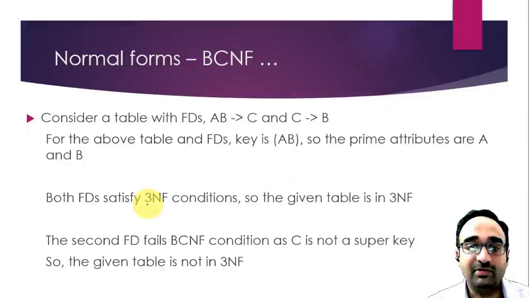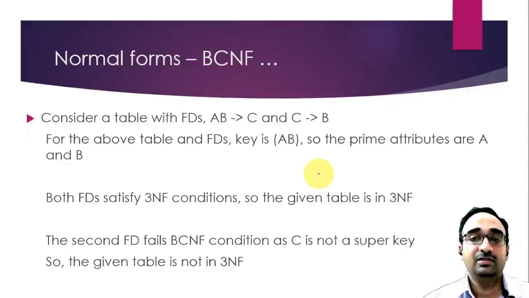But if you take 3NF, this satisfies 3NF. If you see this one, C is not a prime attribute, but the right hand side is a prime attribute, right? So even if the left hand side is not a prime attribute, the right hand side is a prime attribute, so you can say that this satisfies 3NF. If they give you this set of FDs and ask whether this is in 3NF, the answer is yes. But if you are given these FDs and they ask whether it is in BCNF or not, the answer is no. You can see here the second FD fails the BCNF condition because C is not a super key, whereas both FDs satisfy the 3NF condition, so the table is in 3NF but not in BCNF. Okay, so that's it about normal forms.